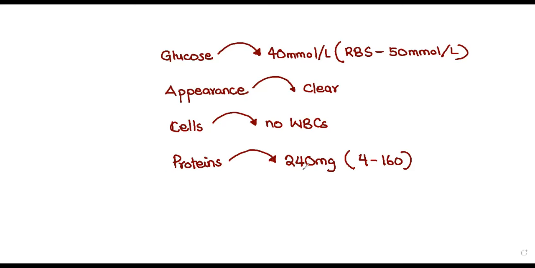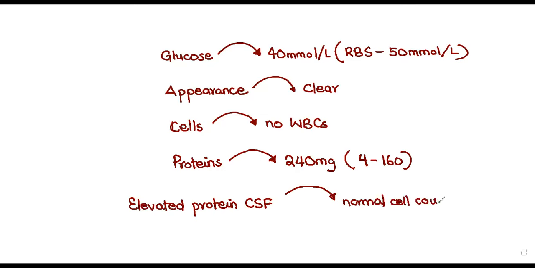Now, whenever you have an elevated protein, there should be a concurrent rise in the number of cells. The CSF is not a pool of proteins. Once you see proteins, you should at least see some cells. So when the proteins are rising, the cells should also rise. Whenever you have an elevated protein in the CSF, but the white blood cells are normal, normal cell count, there is a dissociation between the CSF protein and the cells.